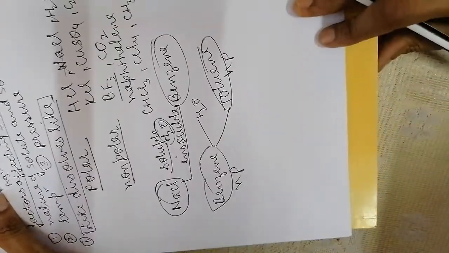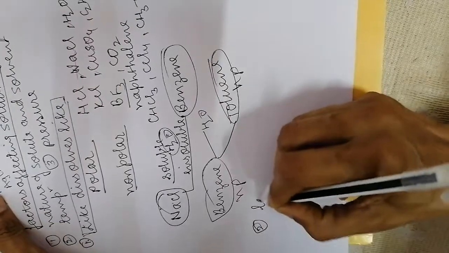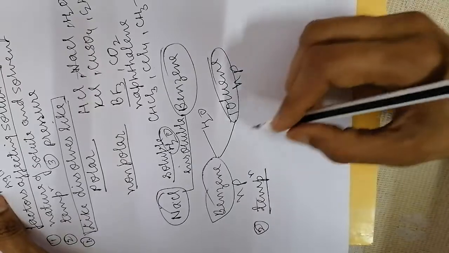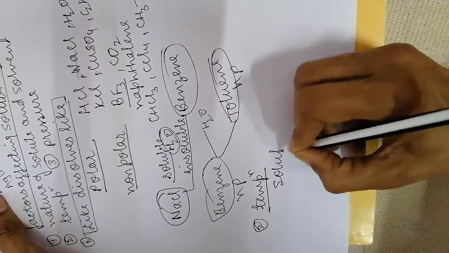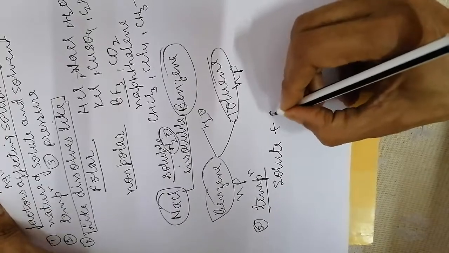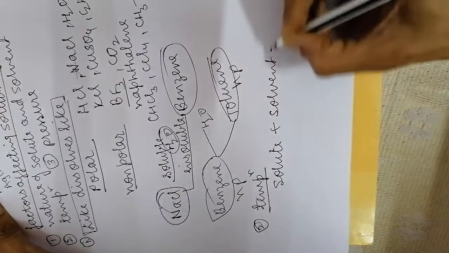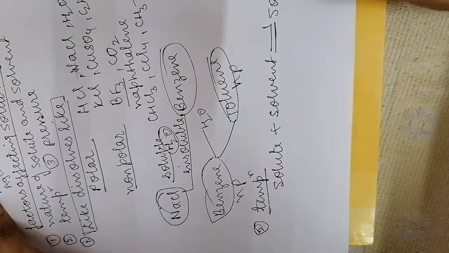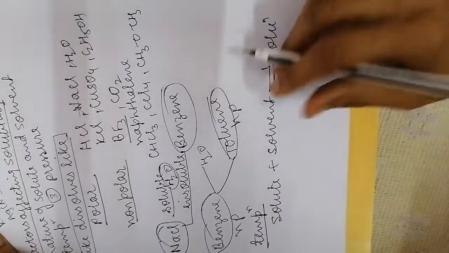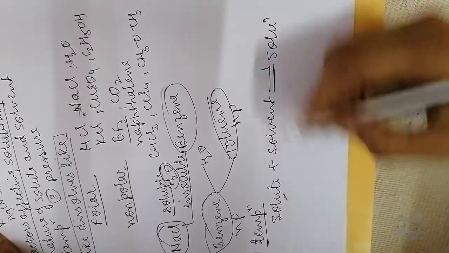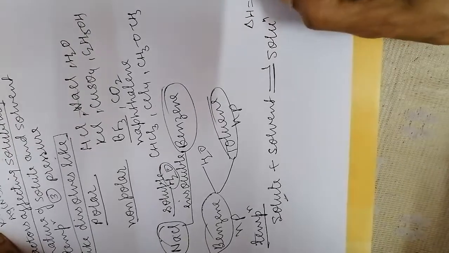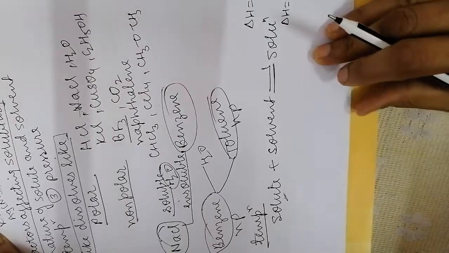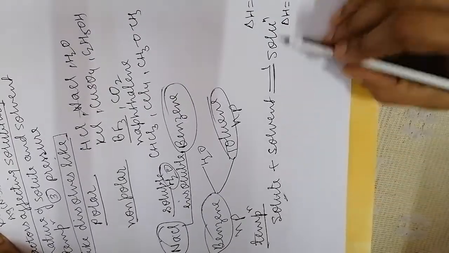Second factor which affects solubility is temperature. How does temperature affect solubility? If we dissolve any solute in solvent, then we have a solution. And maybe this reaction will be endothermic or exothermic. Depending upon the nature of solute, the reaction may be endo or exo. If it is endo, then delta H is positive. If it is exo, then delta H will be negative. So some equilibrium will be established in this reaction.